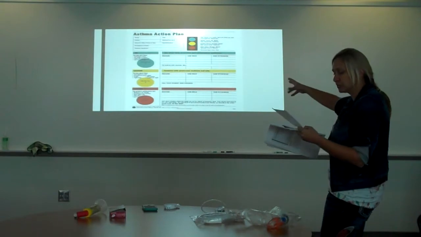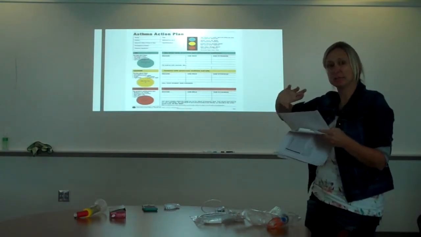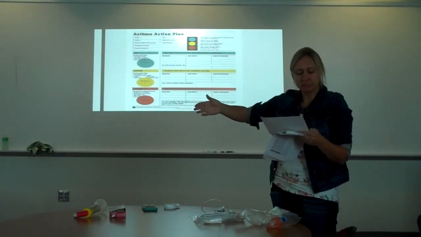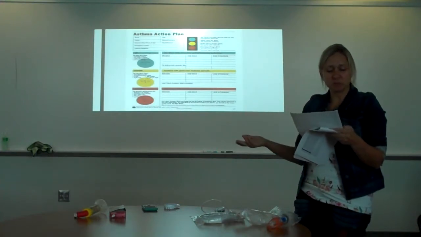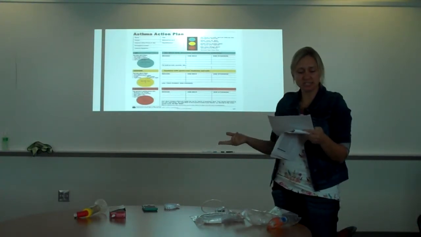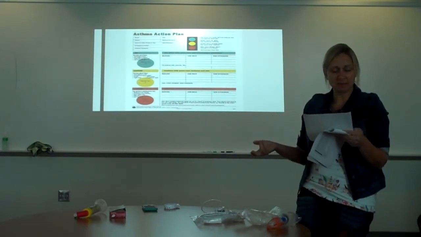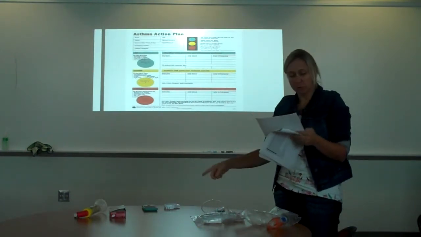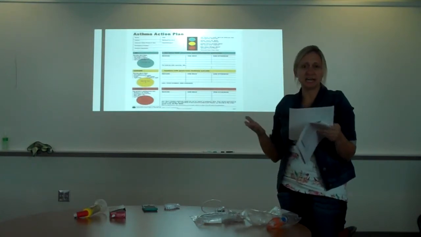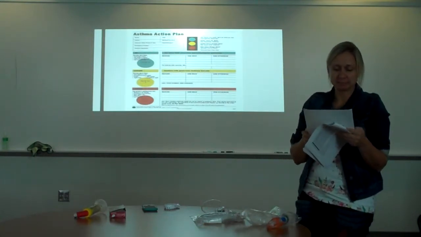If the child's in the yellow zone, that's a caution area, it means they're getting worse. Symptoms could include some problems breathing, coughing, wheezing, or chest tightness, problems working or playing, and they wake up in the middle of the night. Their peak flow meter reading would be in between 50 and 80% of their personal best.